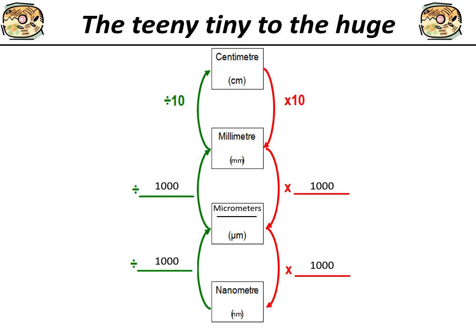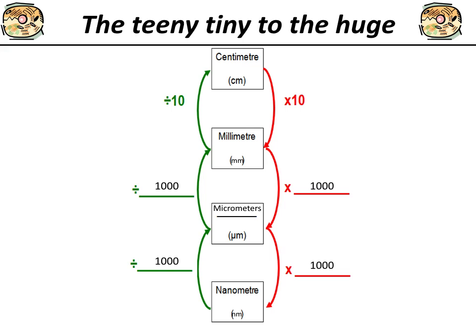However, when it comes to the microscope, we can't really use millimetres and centimetres. We use micrometers and nanometers. There are 1,000 micrometers in 1 millimetre, making micrometers a lot smaller than millimeters. Nanometers are even smaller than micrometers. There are 1,000 nanometers in 1 micrometer.